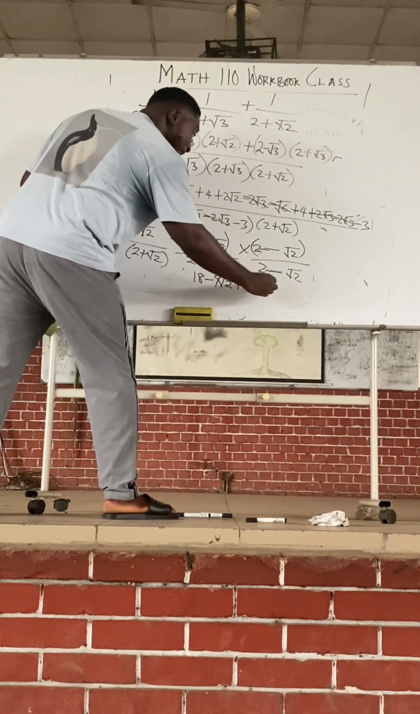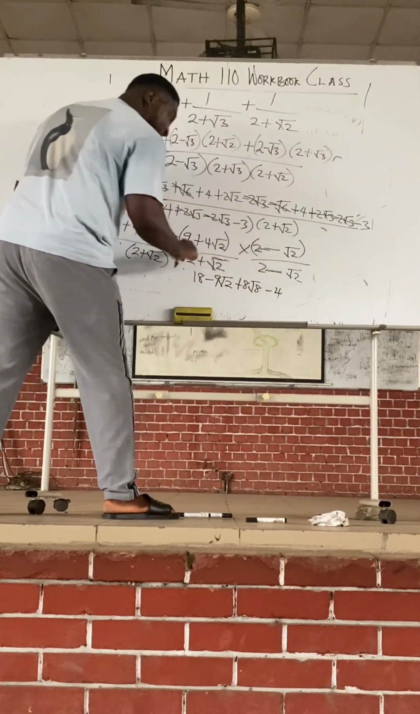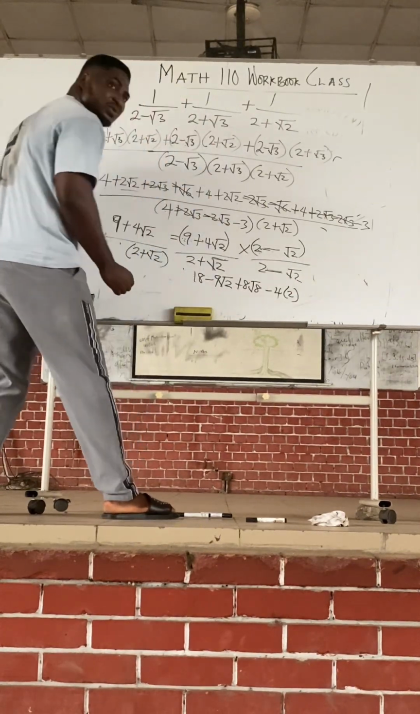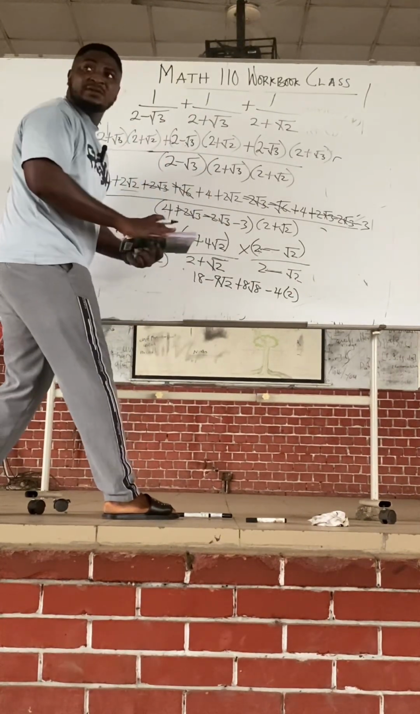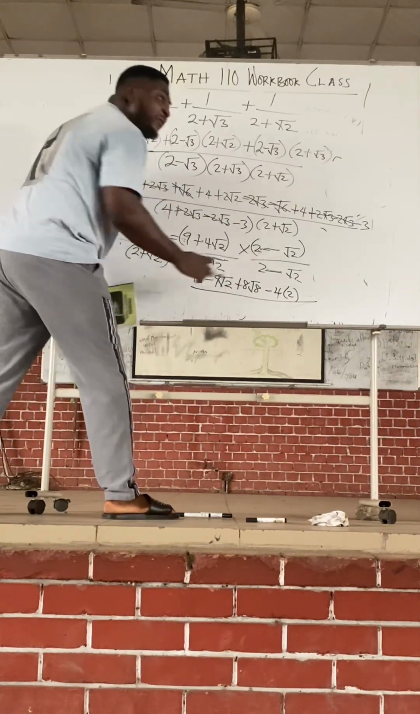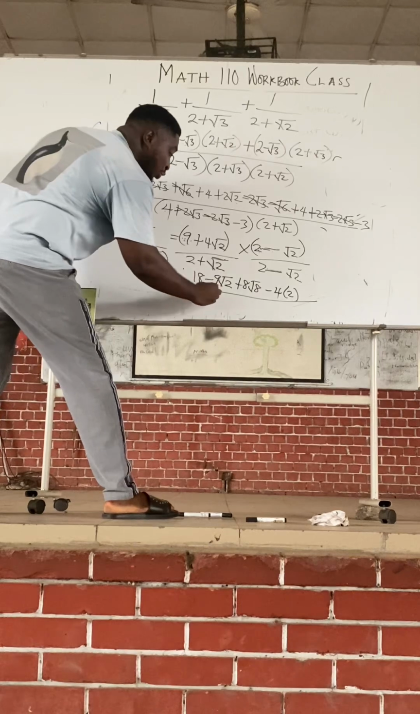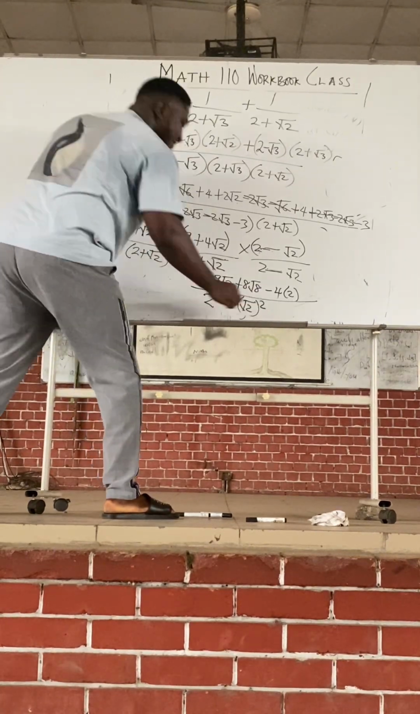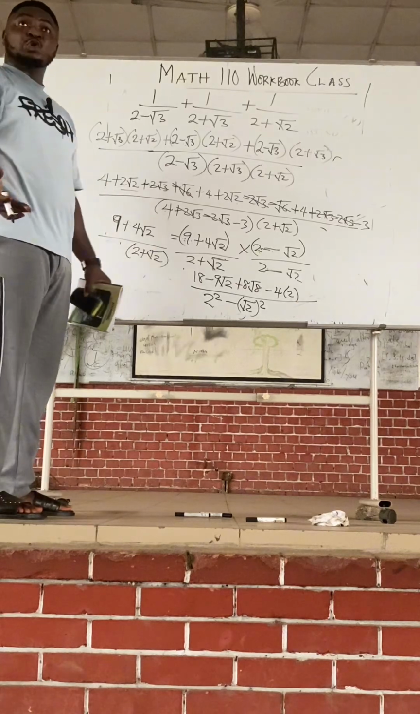Class, this is minus 4, because 4 times minus is minus. Minus 4 root 2 times root 2 is what? 2. Please follow me carefully. All over this difference of 2 squares. 2 plus root 2 times 2 minus root 2 is the difference of 2 squares.